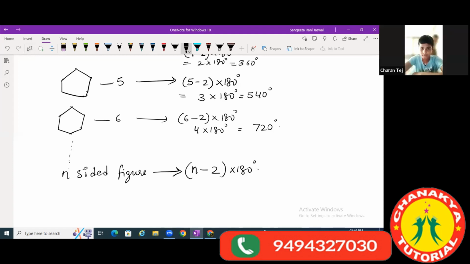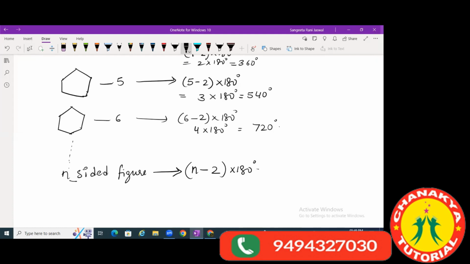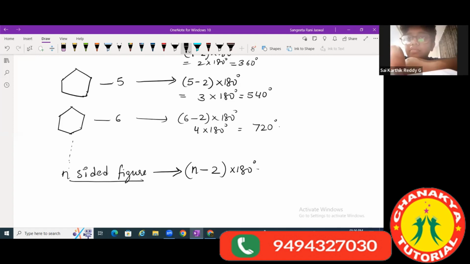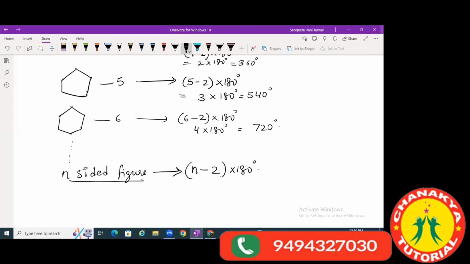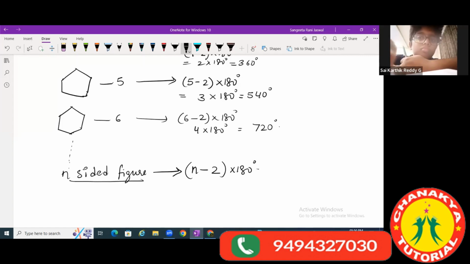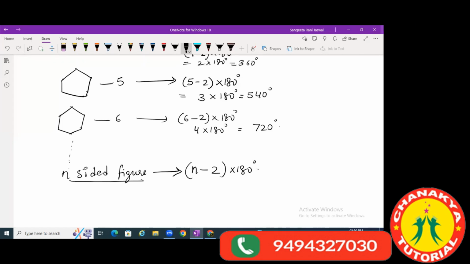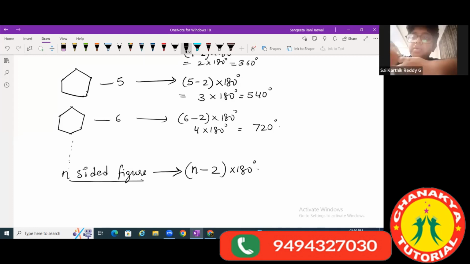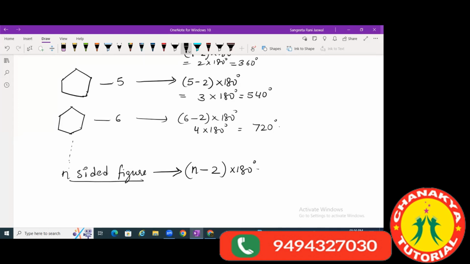Ma'am, what is the meaning of the n-sided figure? N-sided figure means any figure which has n number of sides, like one-sided figure, two-sided figure, three-sided figure. Can you see the screen? Yes, ma'am. So n sides means any figure which has n number of sides, and that can be given with this formula, n minus 2 into 180 degrees. Any doubt in this? No, ma'am.